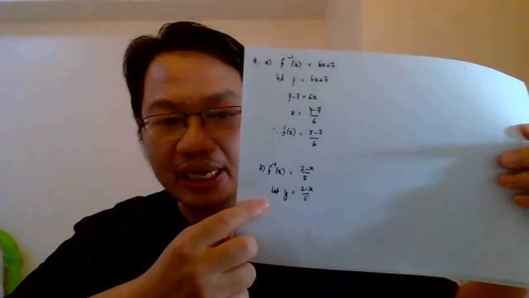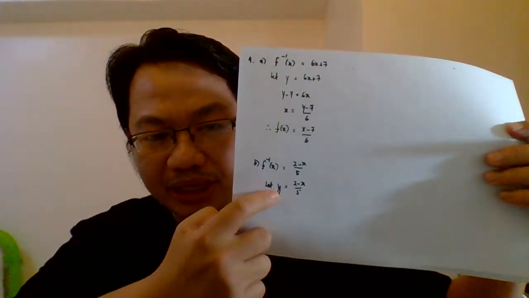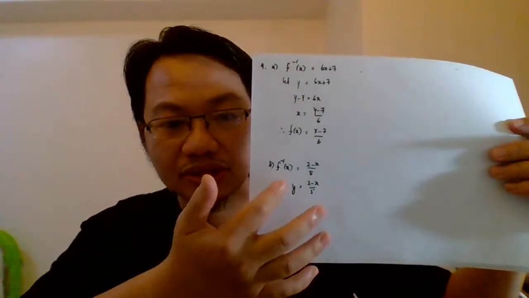Now look at the 4B. Okay, 4B, F inverse given. 2 minus x over by 5. Okay, so we want to find the normal F. As usual, just let y. Let y equals to 2 minus x over by 5. And this 5, we bring to the left side, it becomes times. So it becomes 5y equals to 2 minus x.